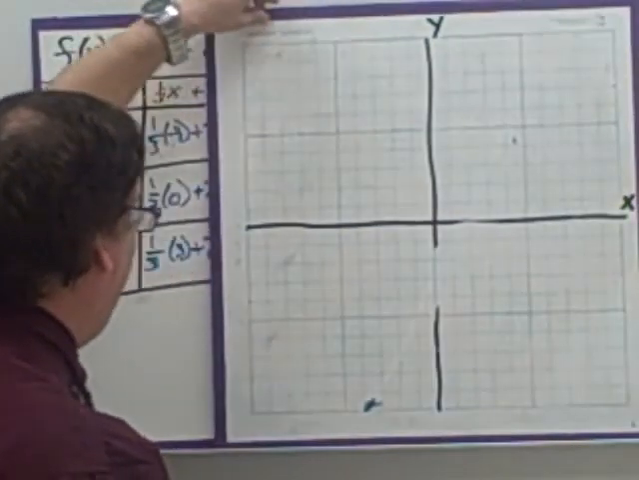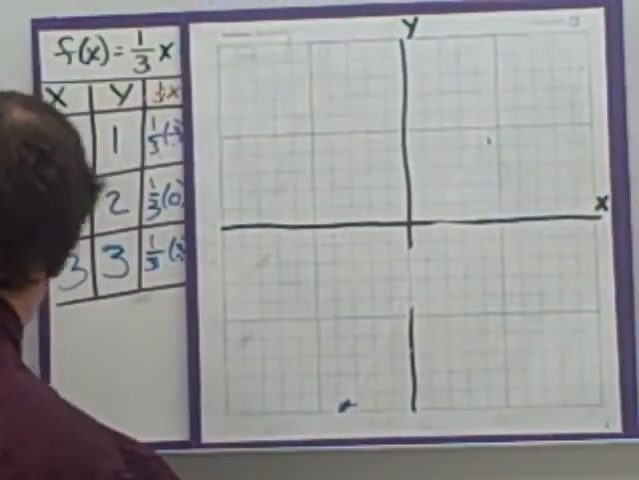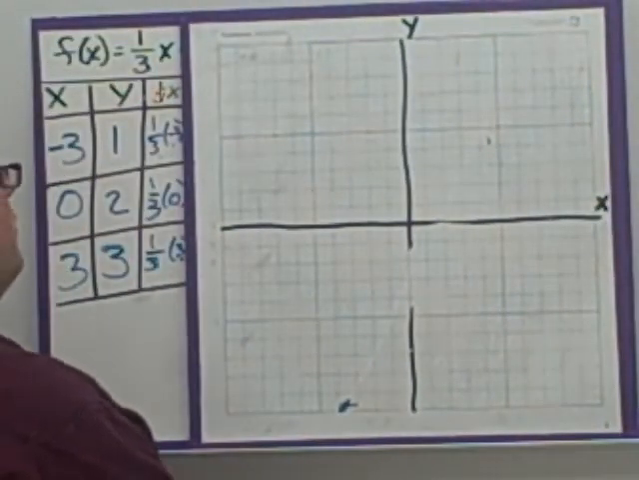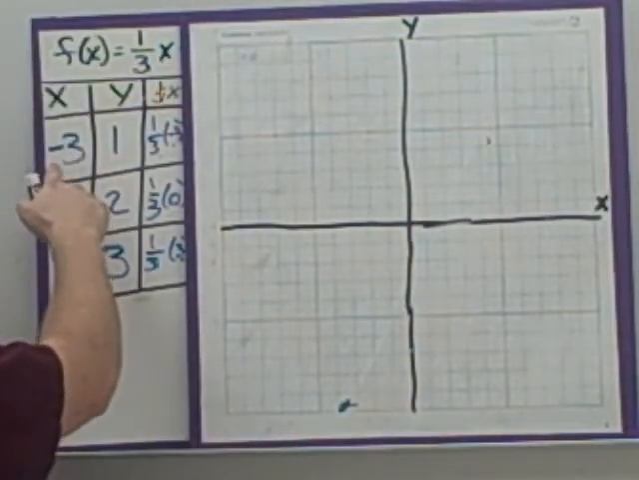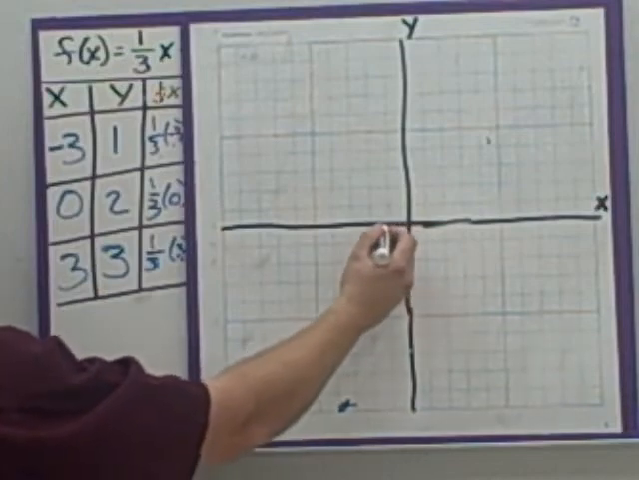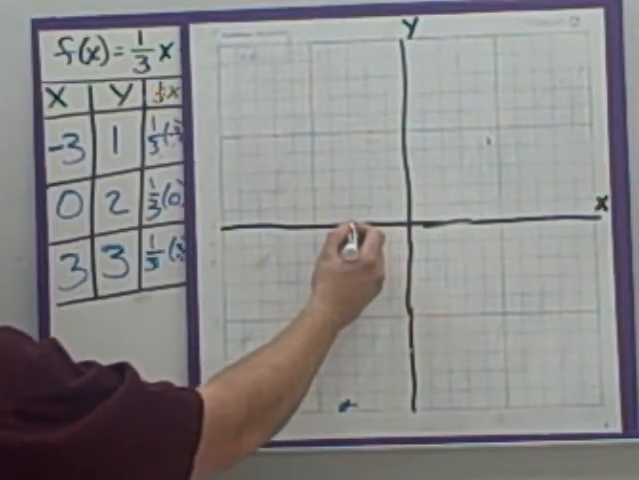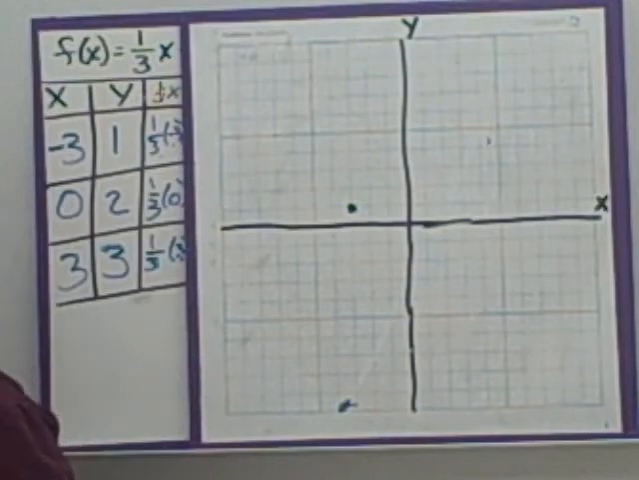Here comes that graph again. I did erase a little bit. Fix that in there. First point is -3, 1. That's 1, 2, 3, the negative for the x, +1 for the y. So there's my first point.